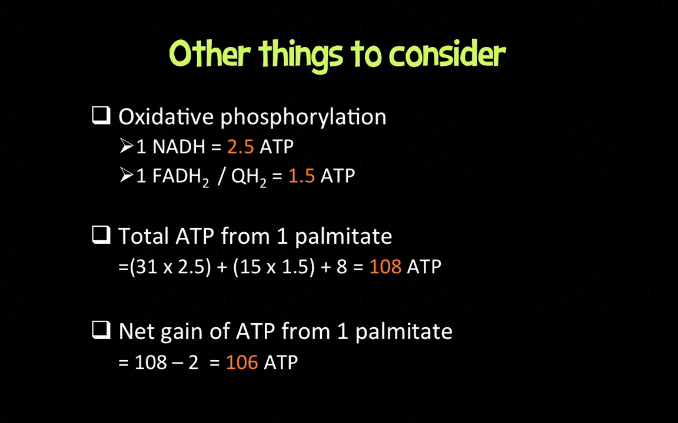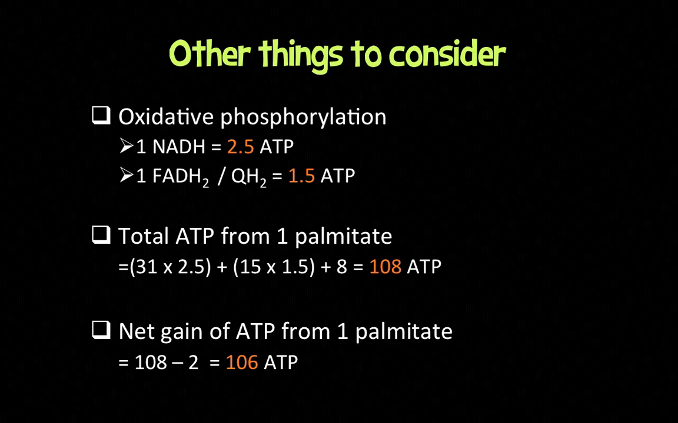So there are some other things that we need to consider. For instance, let's look at the first enzyme in beta oxidation, that acyl-CoA dehydrogenase. Now, acyl-CoA dehydrogenase has a prosthetic group on it called FAD. Now, when the FAD gains electrons, it becomes FADH2. And normally we stop there and we just talk about FADH2.